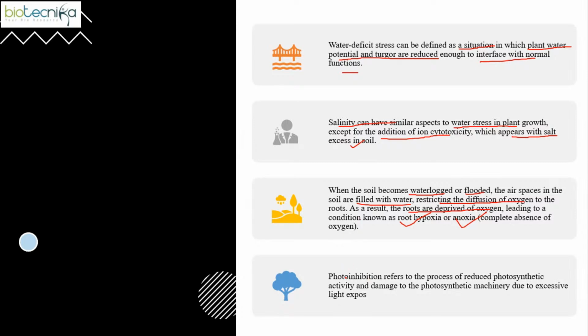And the last one is photoinhibition. As I told you, it is the process of reduced photosynthetic activity and damage to the photosynthetic machinery due to excessive light exposure. That means, obviously, the cell organelles, that is your chlorophyll, chloroplast, everything will get damaged because of excessive light. If you remember, in my previous session, I also mentioned the role of FORT proteins, FORT1, FORT2, and how they help in the avoidance response, and all.